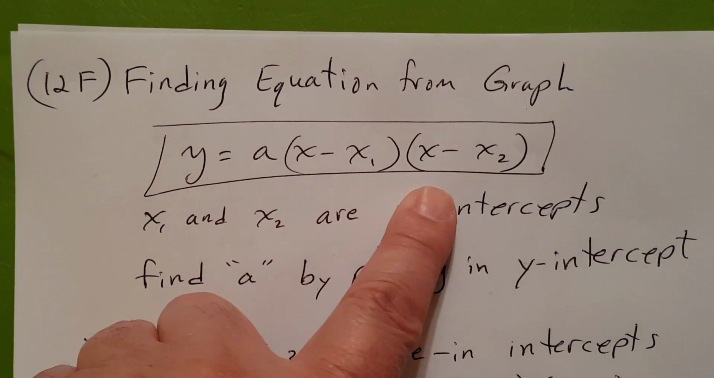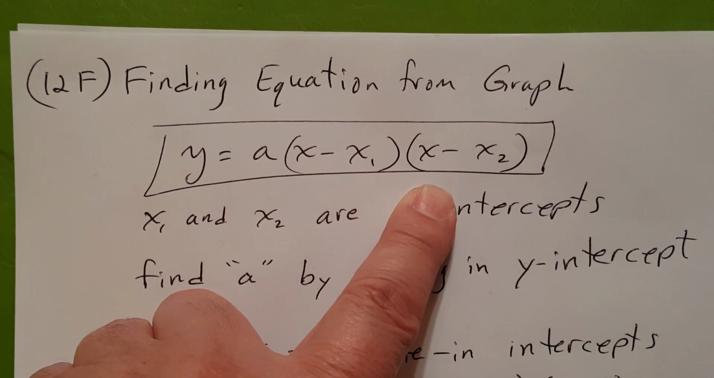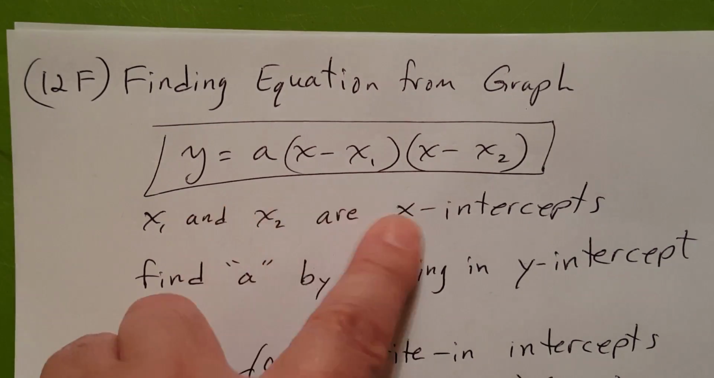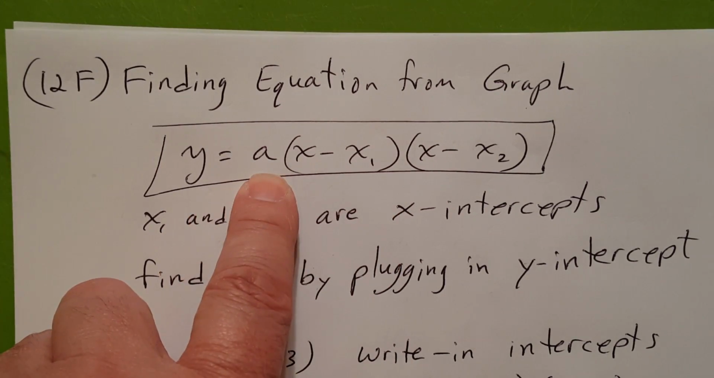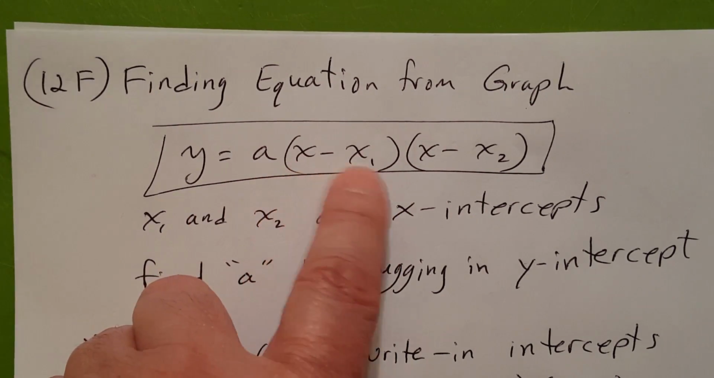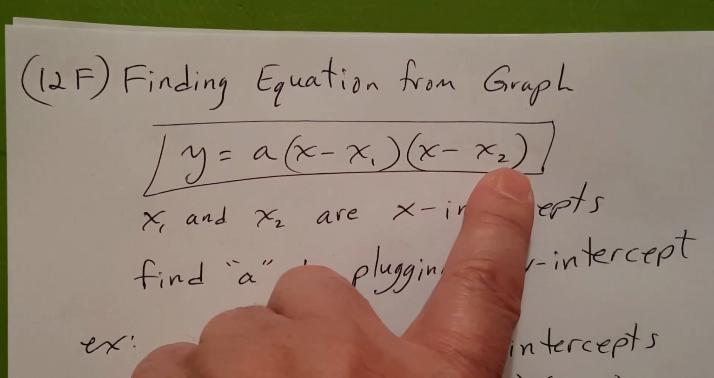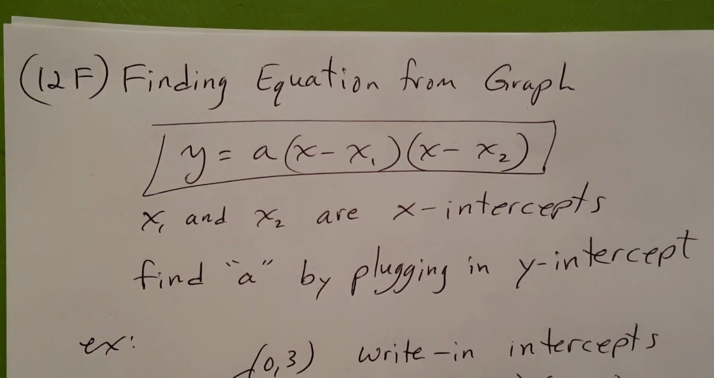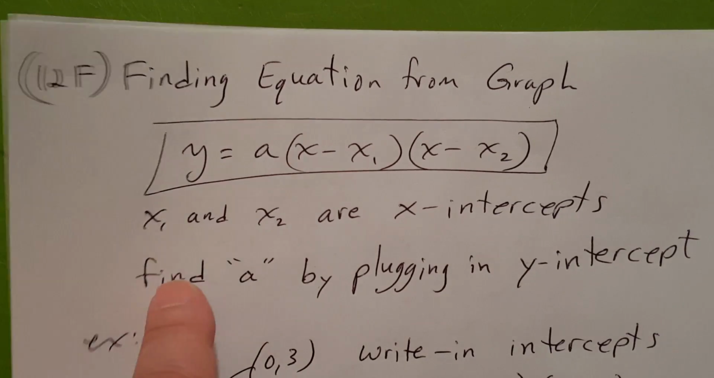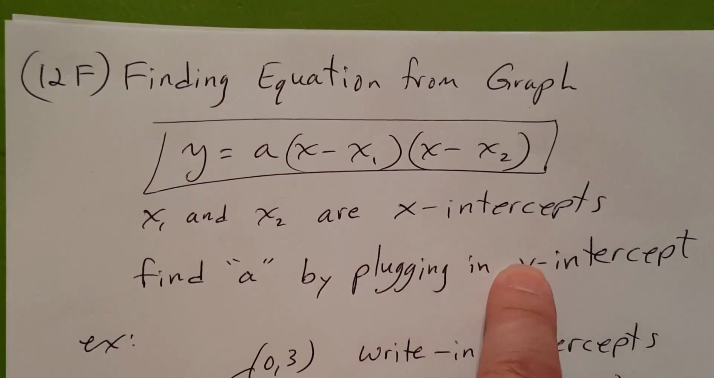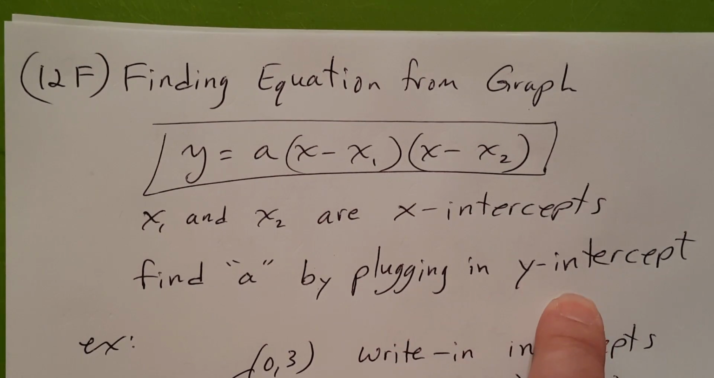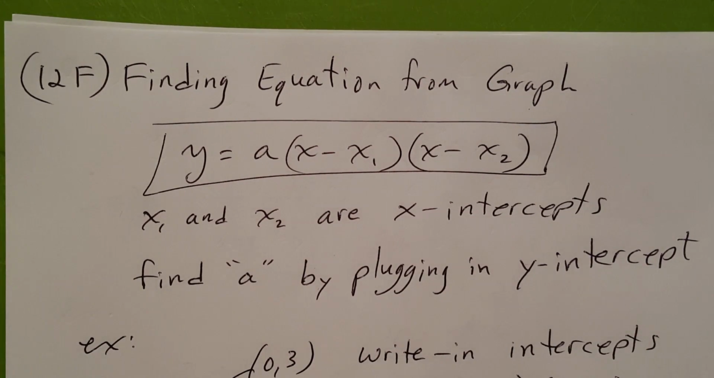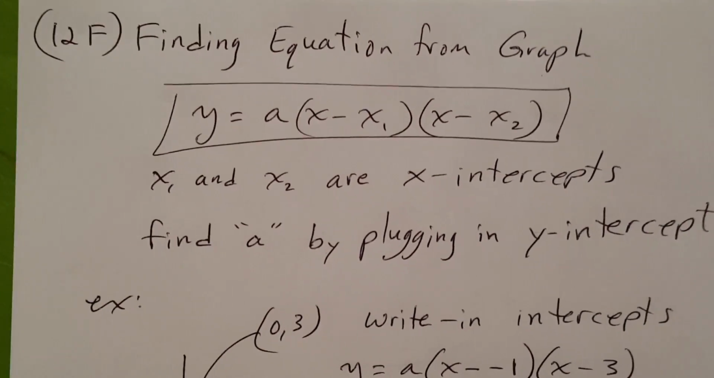So what I wrote here was how to start the equation. It won't make sense now until we use it. So y equals some number a, times x minus x-intercept, times x minus the other x-intercept. Remember, there's always two x-intercepts? So I wrote here x1 and x2 are the x-intercepts, and the way to find a is plugging in the y-intercept. Again, it doesn't make sense until we start using it. So here's an example.